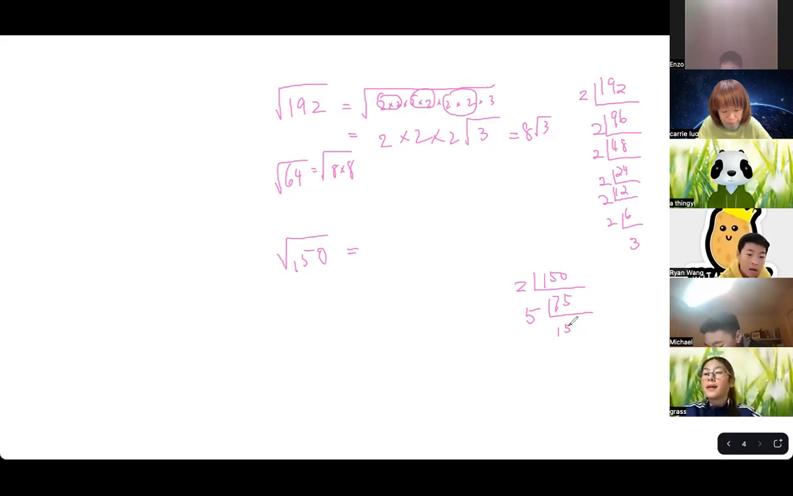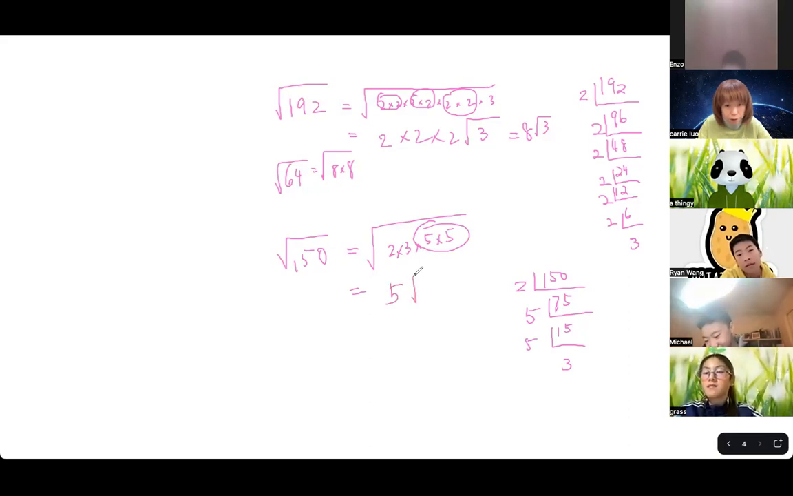15, and then 15 divided by 5 is 3. So how we do this? 2 times 3 times 5 times 5, right, everybody? So 2 fives became what? 1 five. So whatever stays there equals what? Square root 6. Yes, that's the answer, that's how you're supposed to do it.